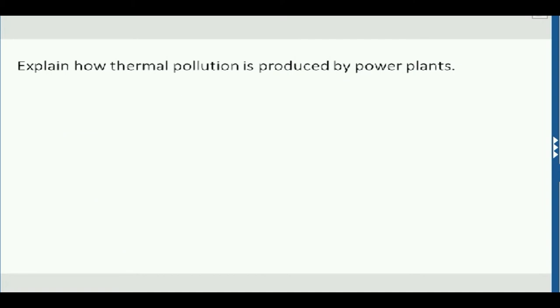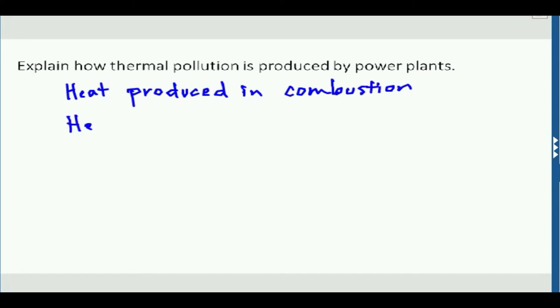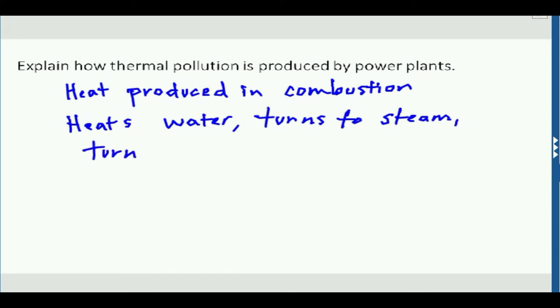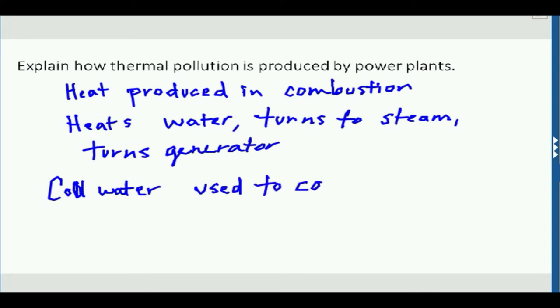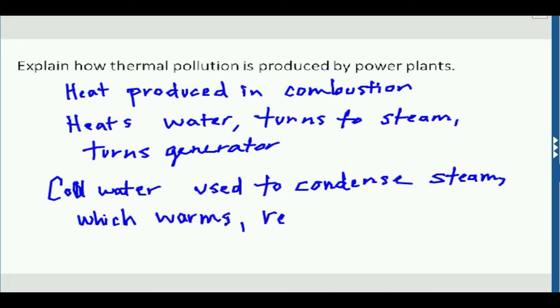How is thermal pollution produced by the power plant? So basically heat is produced in combustion. It heats water, which turns to steam, which turns the generator. And then cool water is used to condense the steam, which then warms that water. And then it's released into nearby waterways.